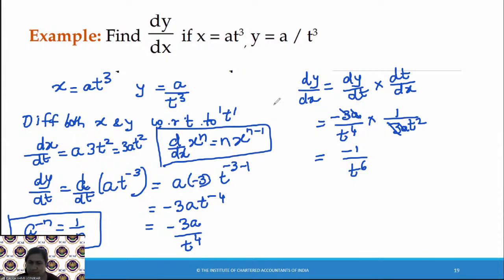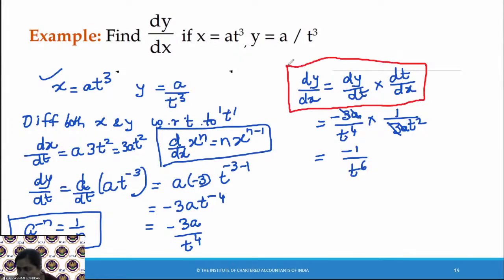Okay. I'll just repeat it for you. Take the equation in x, differentiate. Okay. So I got dx by dt. Take the equation in y, find the derivative dy by dt. And then use this formula. Okay. This is what we need to know. Okay. And this is very, very important.